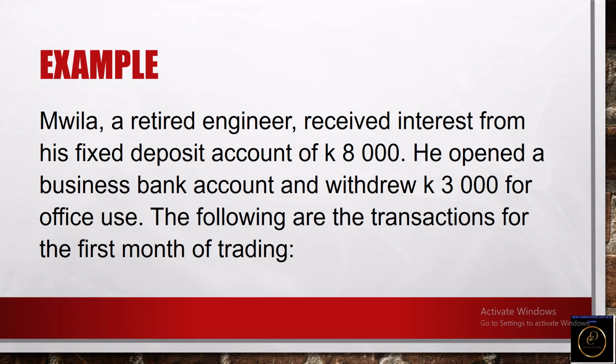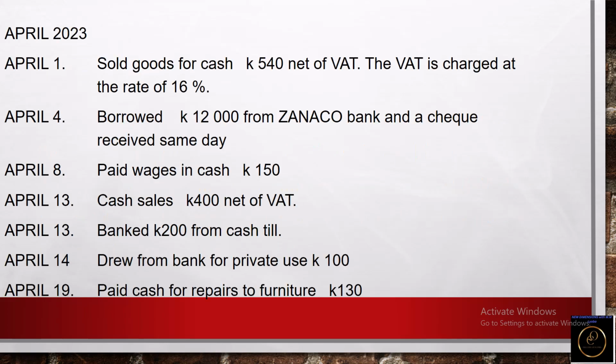So here we have Muila, a retired engineer, who received interest from his fixed deposit account of 8,000 Zambian kwacha. He opened a business bank account and withdrew 3,000 kwacha for office use. Now we're going to look at a number of transactions in this month, the first month of trading, the month of April.